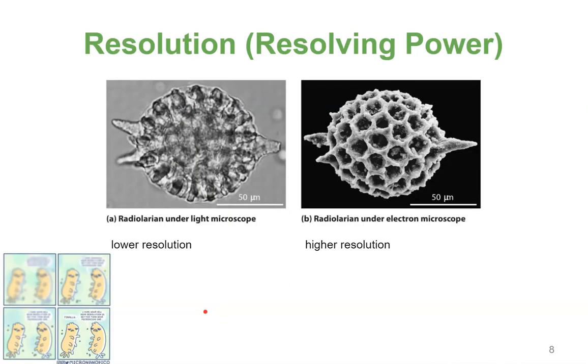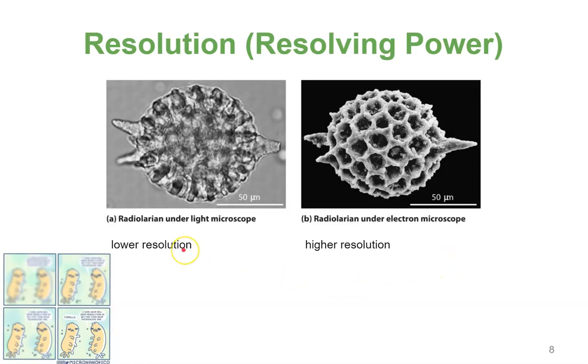So next is resolution or resolving power. This image on the left has low resolution, low resolving power. We can't really see the detail, it's fuzzy. Whereas this image on the right has great resolution, has high resolution, and we can really see the detail here. It's not fuzzy at all. So high resolution is always great when we're using microscopes to look at small microscopic things.